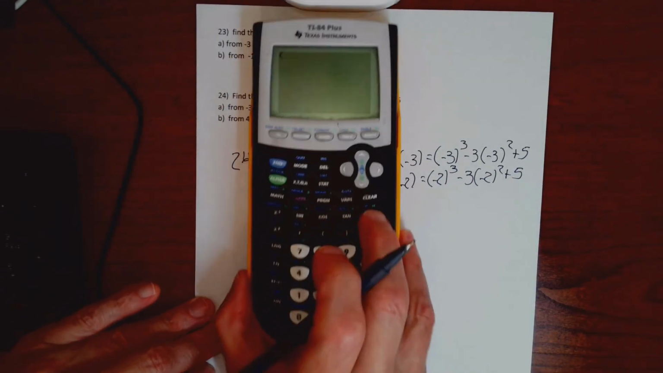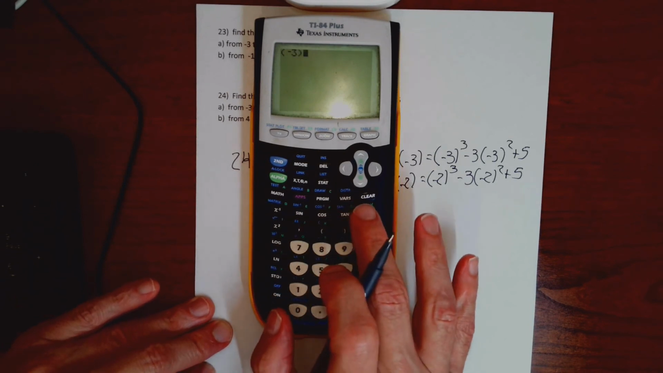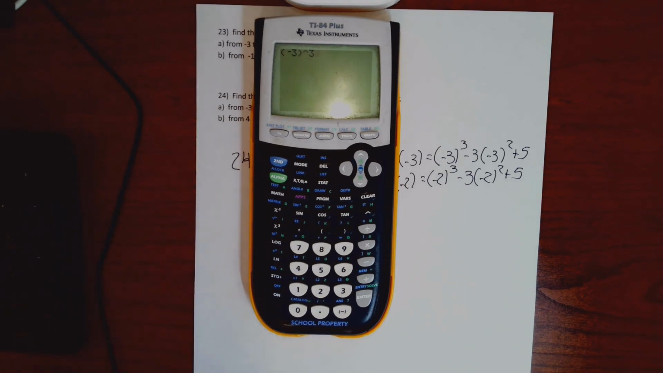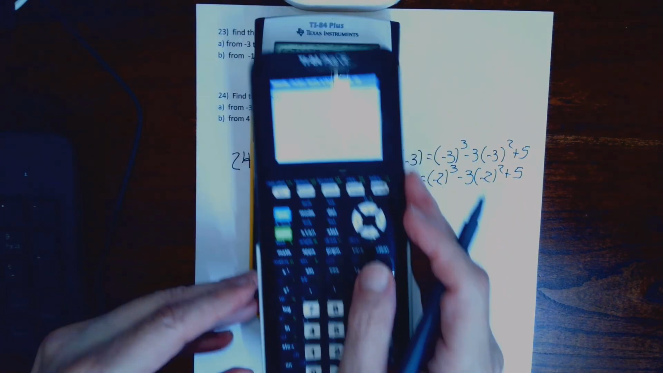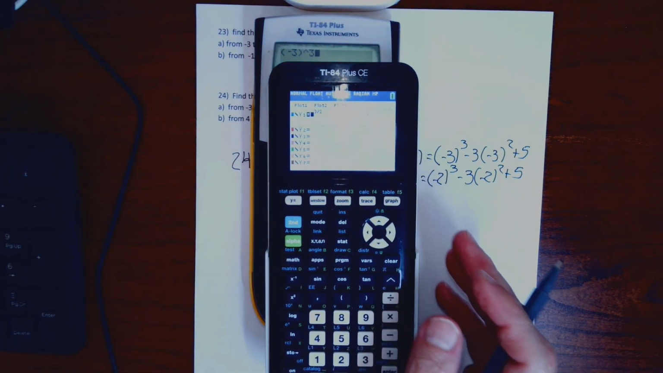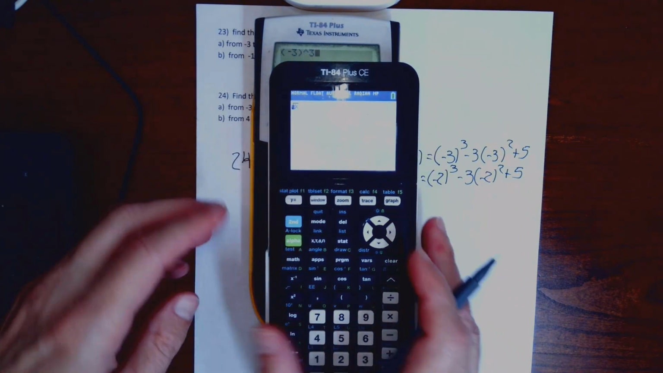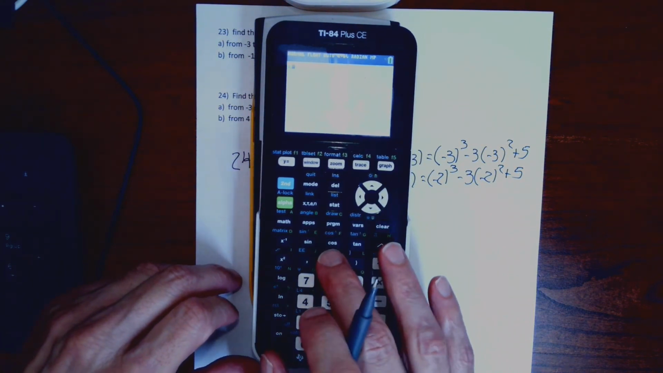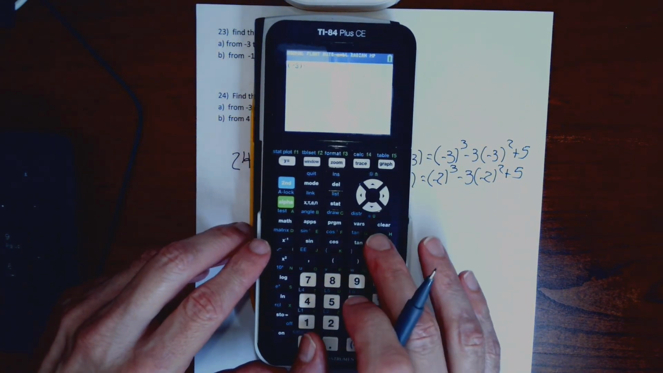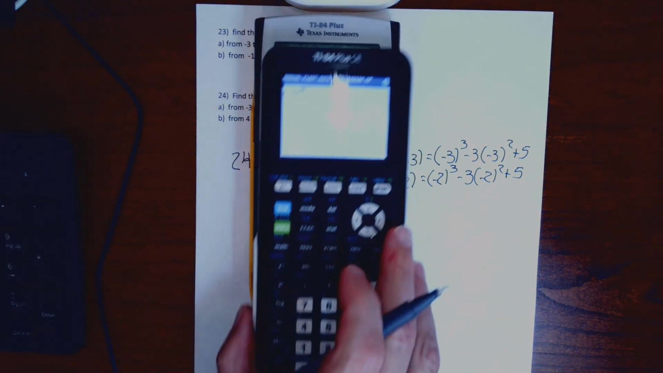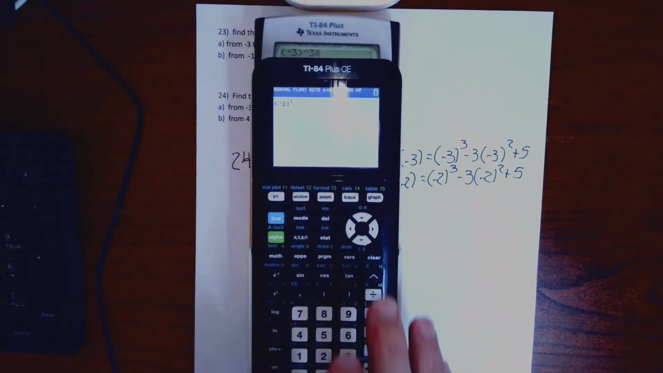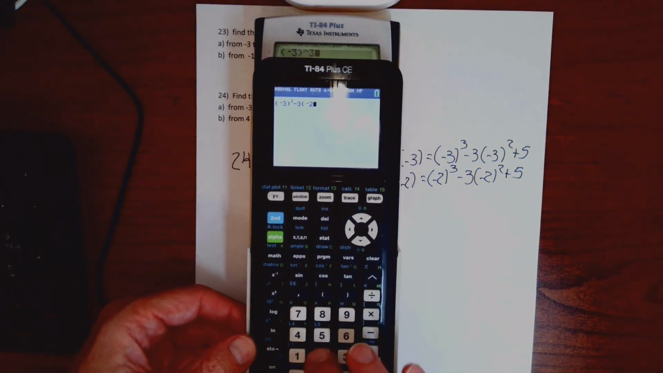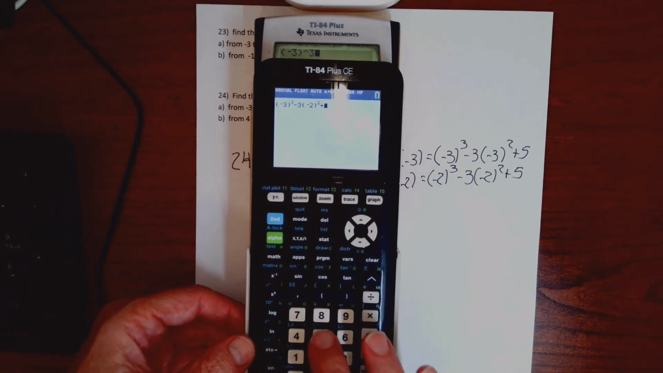Parentheses, negative in the bottom row of my calculator, 3 parentheses, up arrow, cube. I have an old calculator, so it doesn't show the exponent. Actually, I have a new calculator, but I just can't get the screen to display. It almost shows okay now that I have a new light. Let me see what it would do here. So if I did this on the calculator, clear, parentheses, negative 3, parentheses, up arrow, cubed. Maybe you can see how it shows it as an exponent, and then right arrow to get out of the exponent, minus 3 times negative 2 squared plus 5.